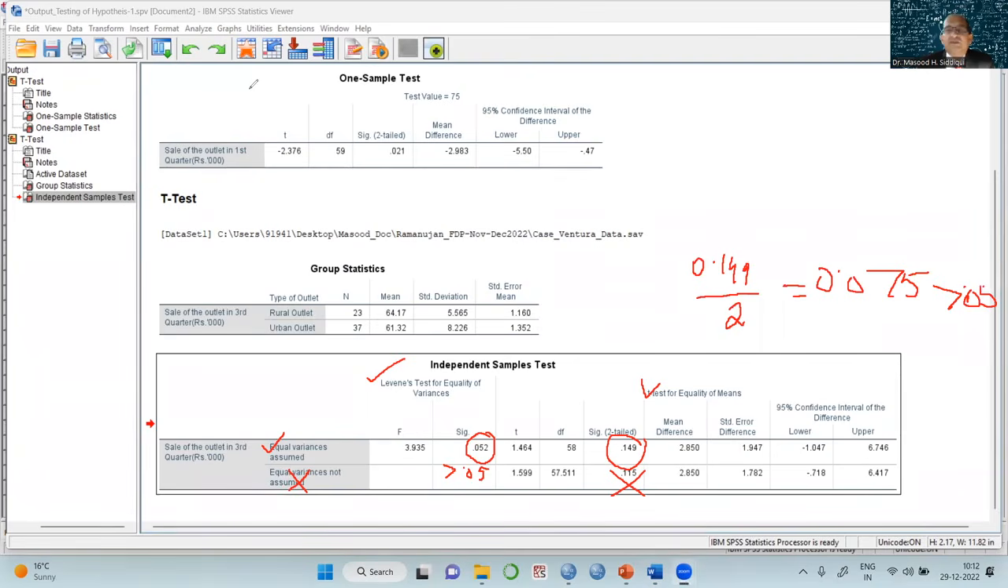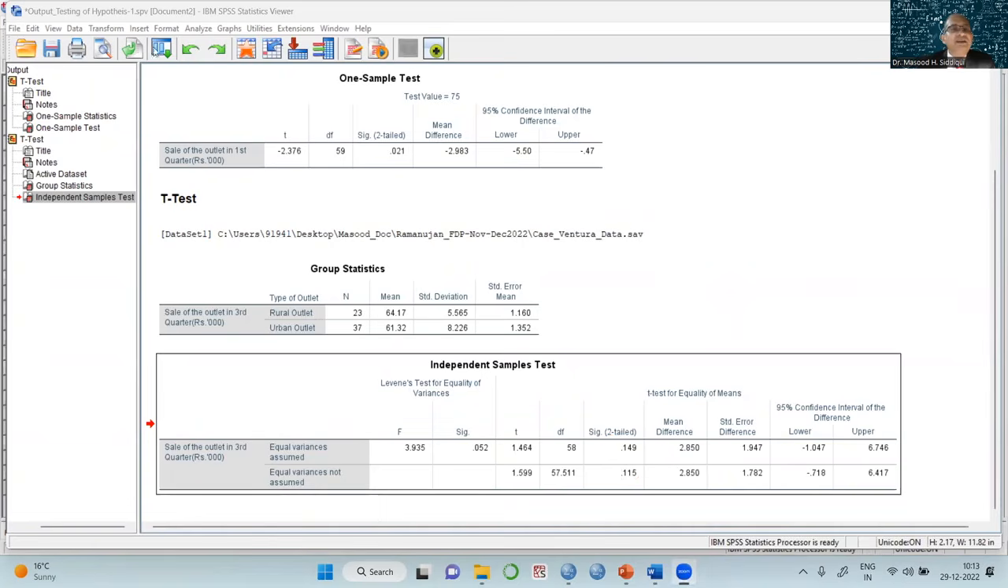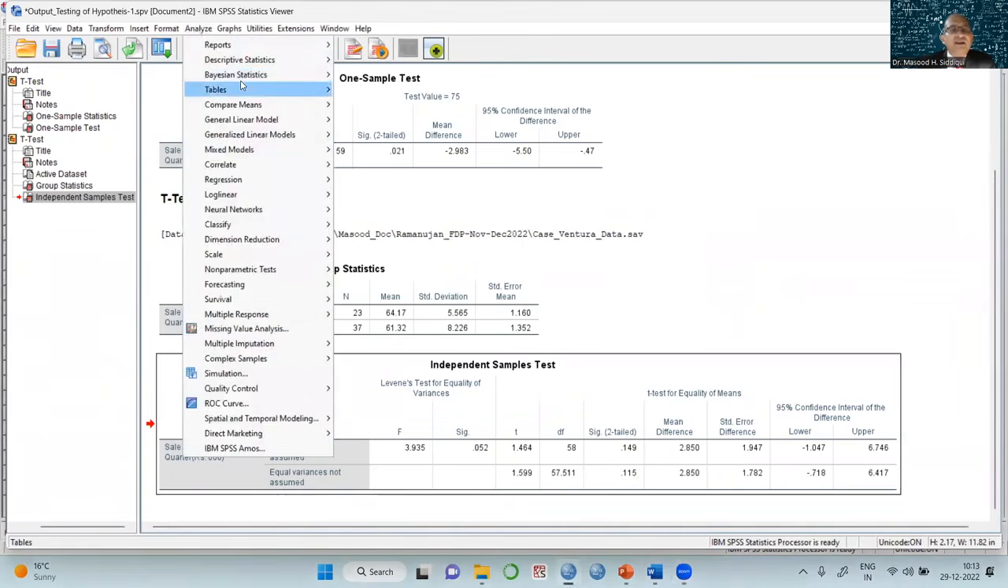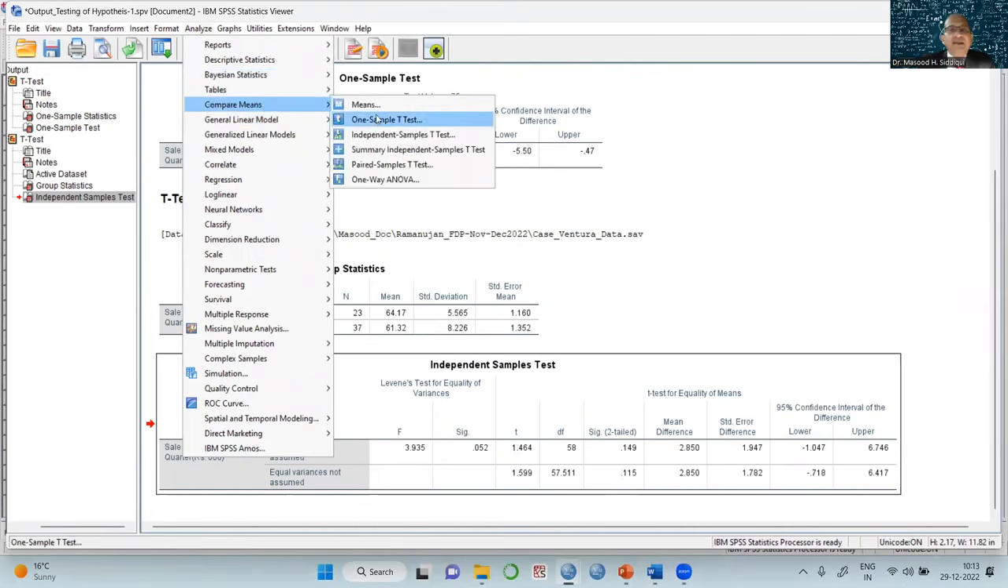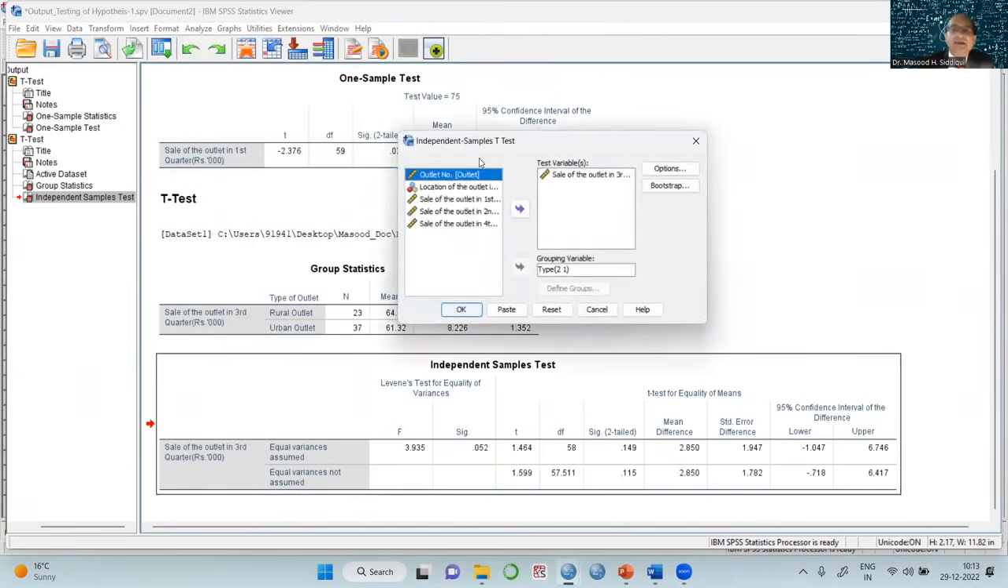Now, just for the demonstration purpose, I will be repeating this for Q1 also or for Q2 also. So again, we go for compare means, we go for the independent sample, and instead of Q3, now we will be taking Q2. This is for Q2.